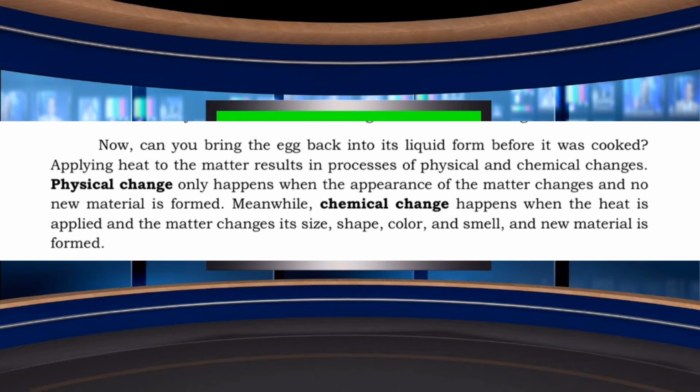Applying heat to the matter results in processes of physical and chemical changes. Physical change only happens when the appearance of the matter changes and no new materials form, while chemical change happens when heat is applied to the matter and changes its size, shape, color, and smell, and new materials are formed.